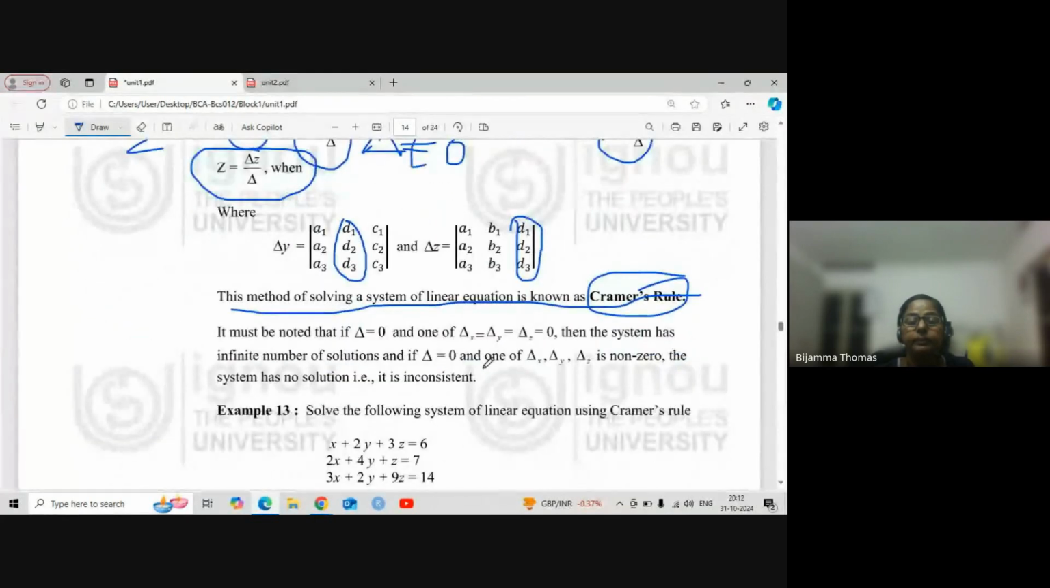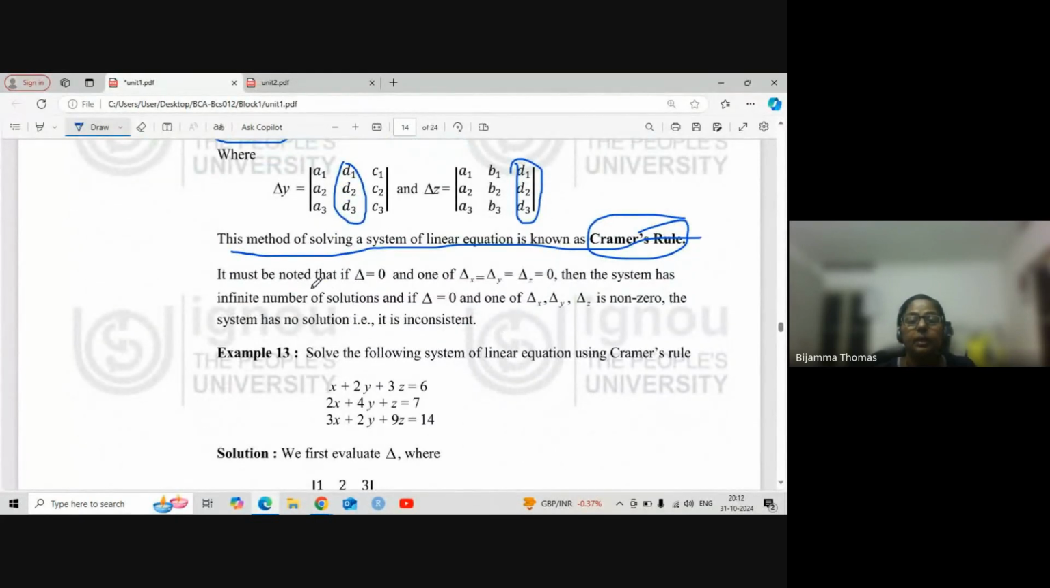Otherwise, we cannot divide by 0, right? It must be noted that if delta equals 0 and delta x, delta y, delta z equal 0, then the system has infinite number of solutions.